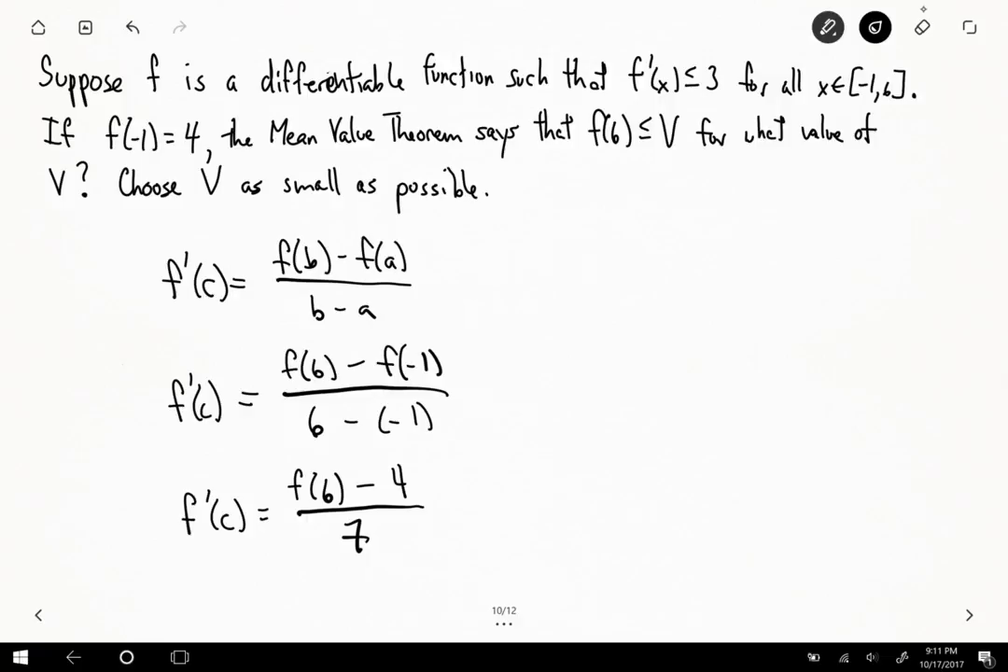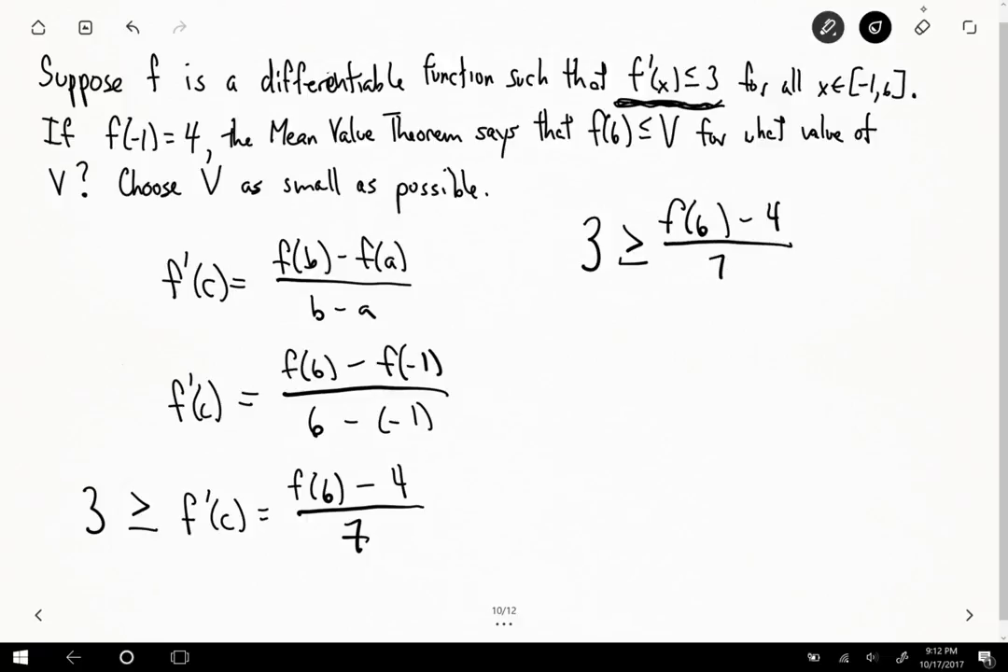Now, where do we go from here? Well, we have a piece of information: f prime of x is always less than or equal to 3. So that means c is just some x within this interval, right? We know that from the mean value theorem. So this thing must always be smaller than or equal to 3. So in that case, we can have a new inequality. We have 3 is greater than or equal to (f of 6 minus 4) all divided by 7.